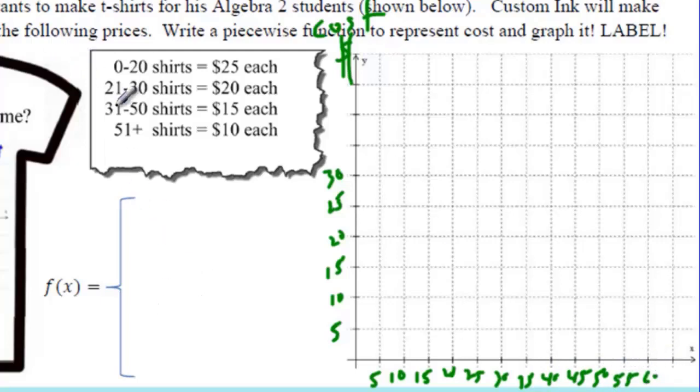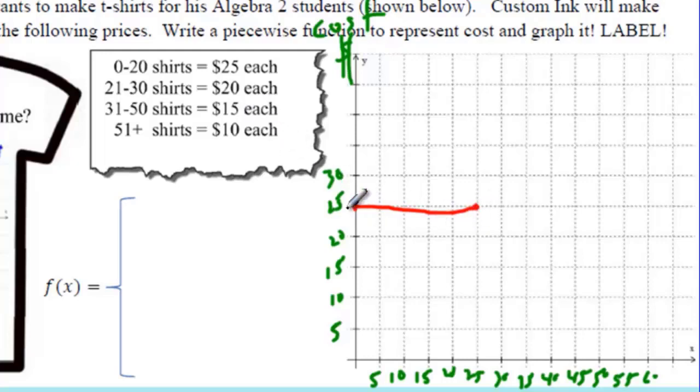Okay. So now we've got different things going on. From 0 to 20 shirts, it's $25. So this is a constant. When I look at it, if I make no shirts, they're still going to charge me $25. So 0 includes it. All the way out to 25 t-shirts, it's a constant. It's this price right here.